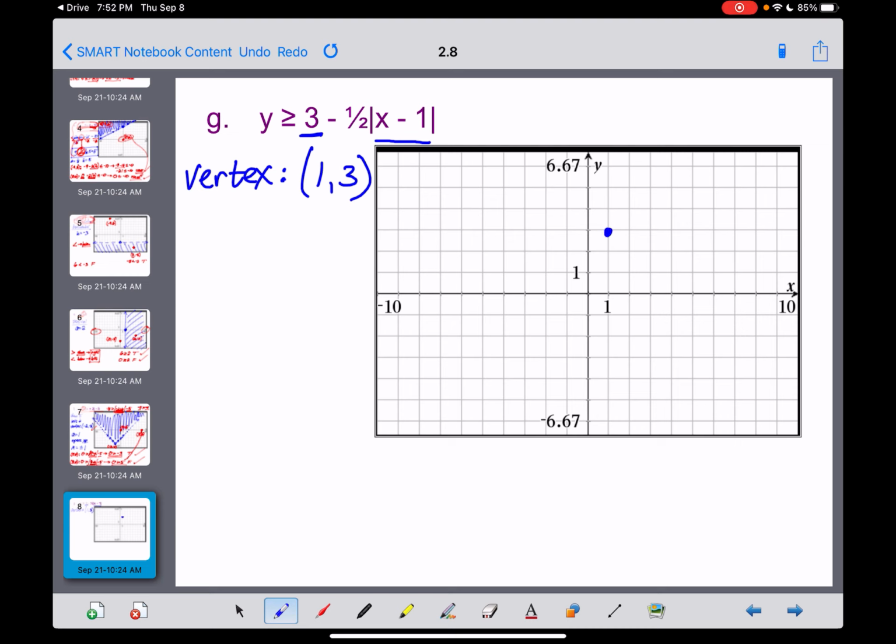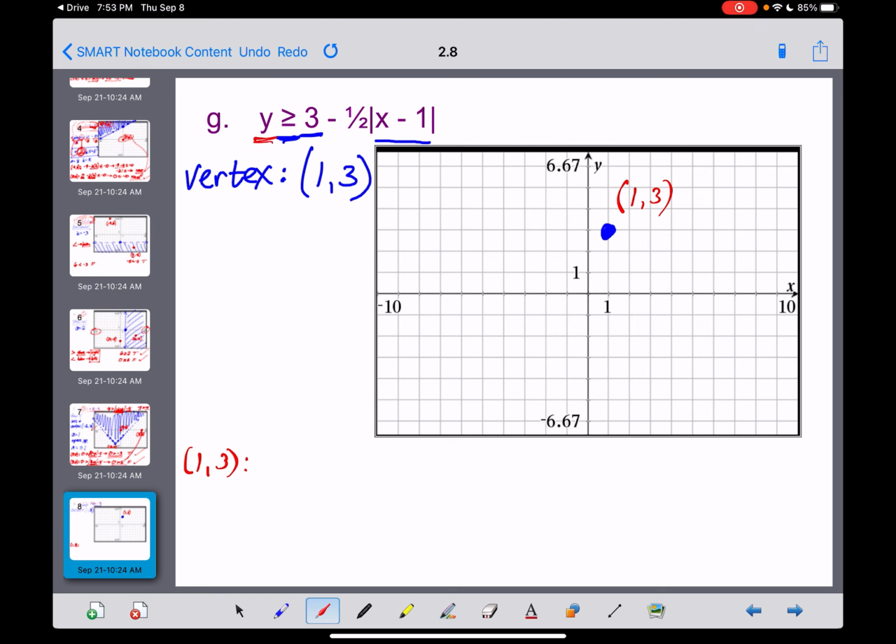Oh, and I guess I gave it away. I should have written that as an open dot and then thought about it, but because this one is greater than or equal to, we should be filling that in. So let's test this ordered pair, guys, (1, 3). Let's make sure that it's correct. You'll see right away if this is your vertex or not.